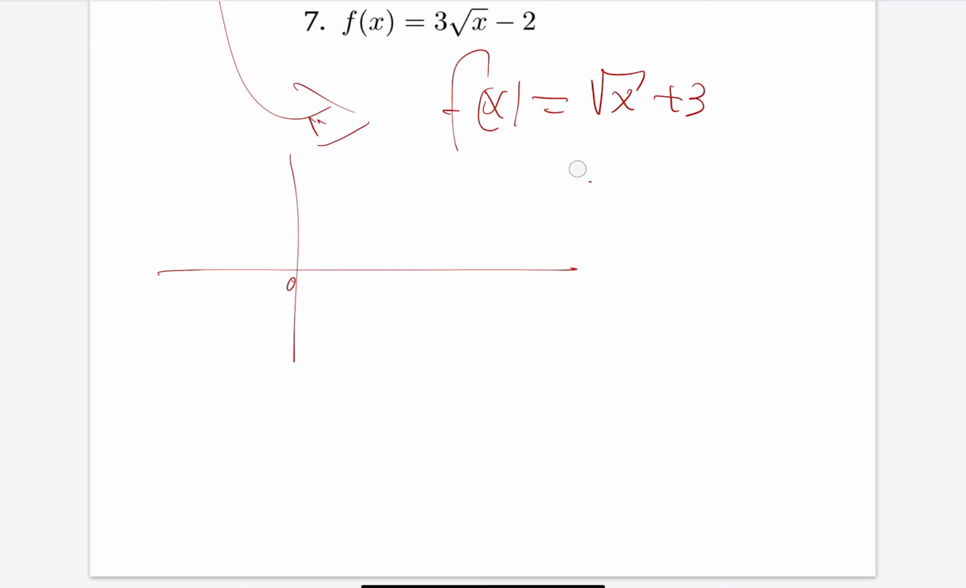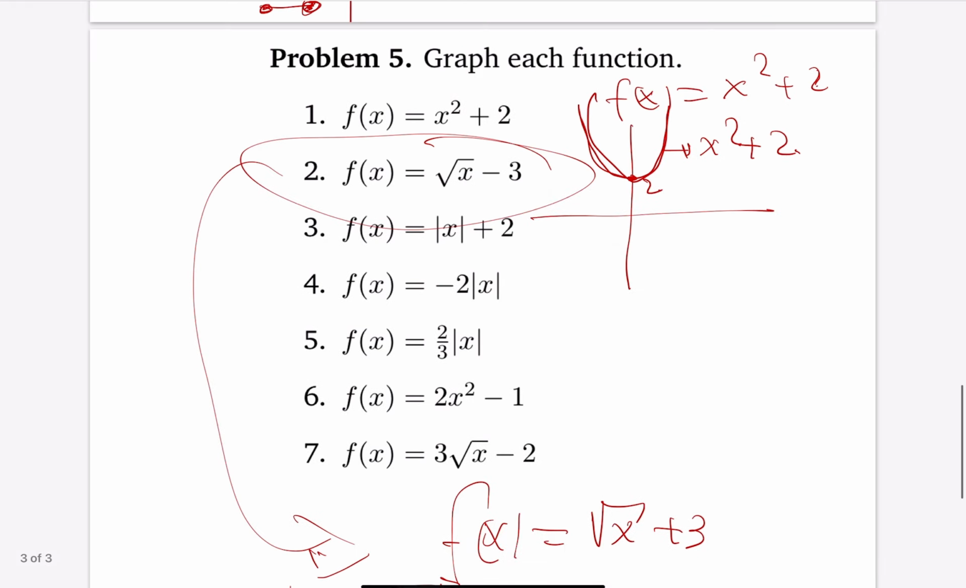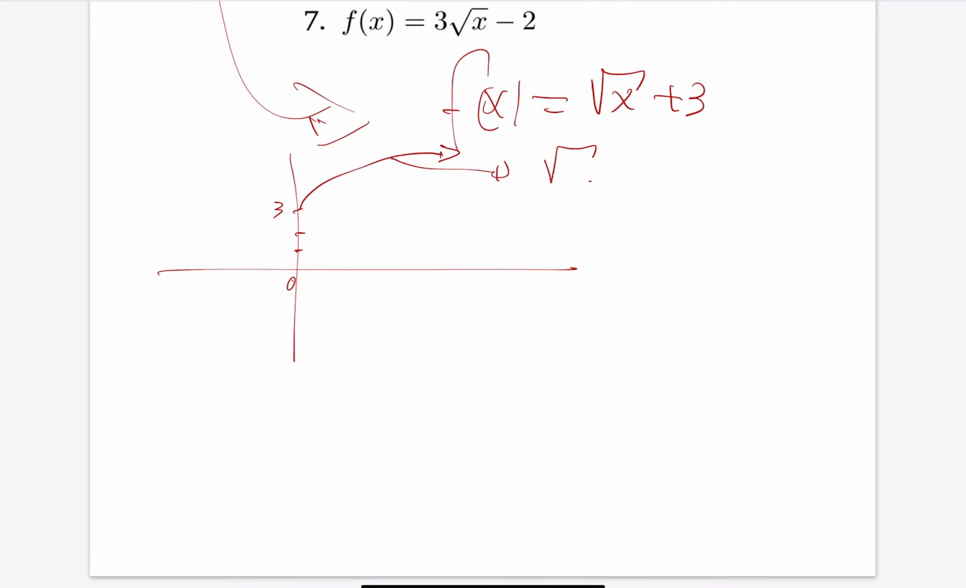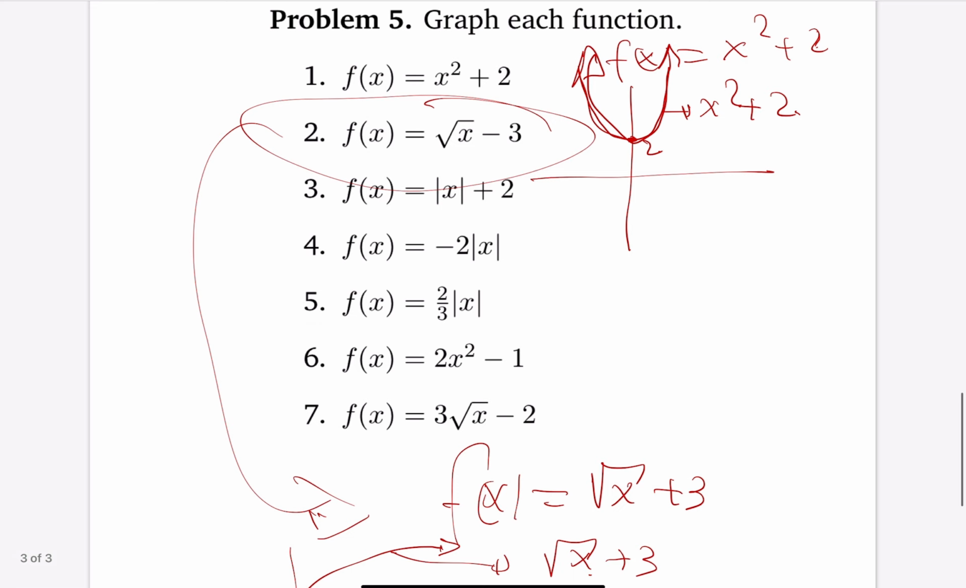So to go up to 3 you have to count 1, 2, 3. 3 is here, and you have this one. And make sure you put the arrow here. You put the arrow, and you have this one. That graph is just the square root of x plus 3, and so on.